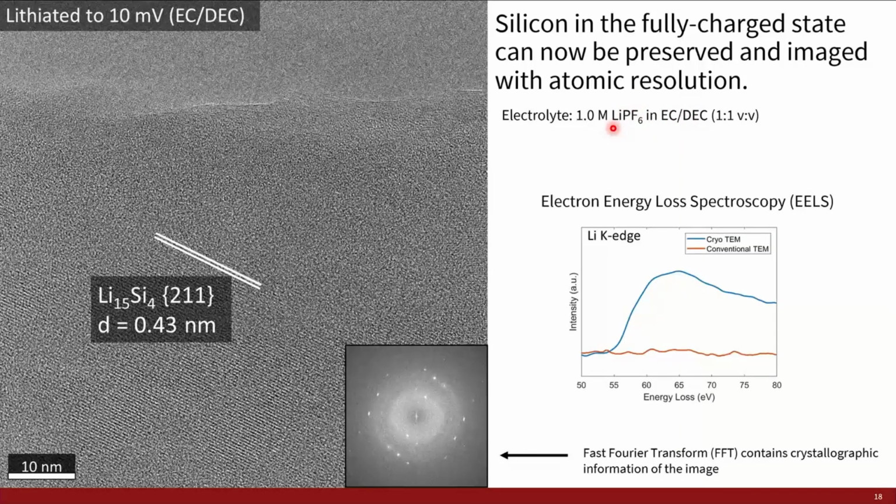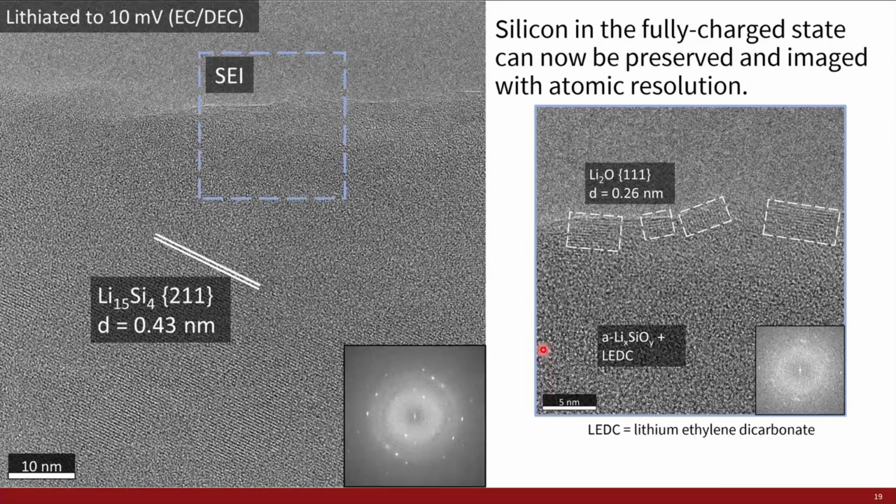If we look at the EELS spectra, we can see that lithium is indeed preserved from this kind of cryo-TEM procedure. We get this very nice lithium K edge in the lithium EELS. But if we were to perform the same experiment, attempt to do room temperature TEM of lithium silicide, we would actually eject all the lithium out of the silicon nanowire.